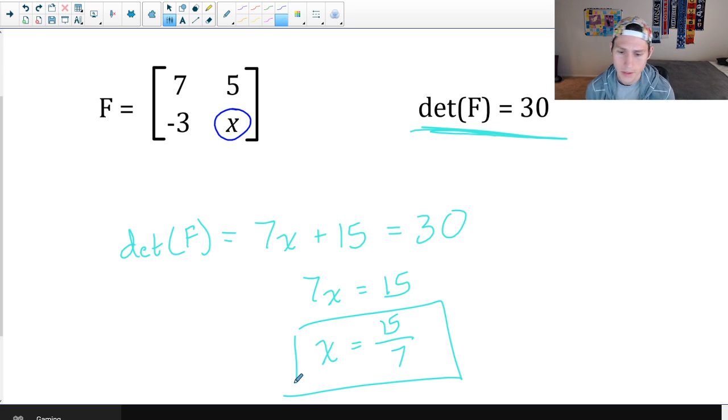Okay. So we can also work backwards. Maybe if we're missing a number, we say, what is it that's supposed to go here? Well, we already know the formula that makes determinant for 2 by 2. So 7x plus 15. We'll set it equal to 30 because that's what we know the answer is already. And then just solve.